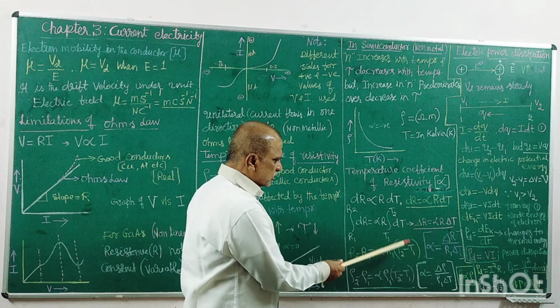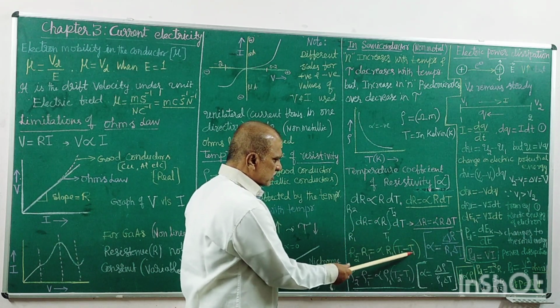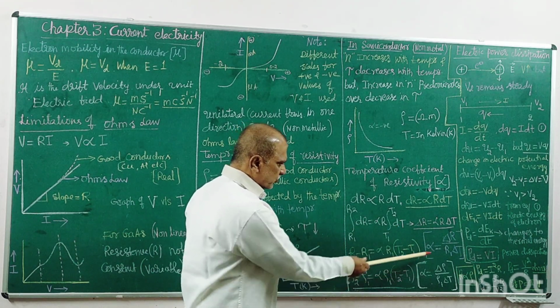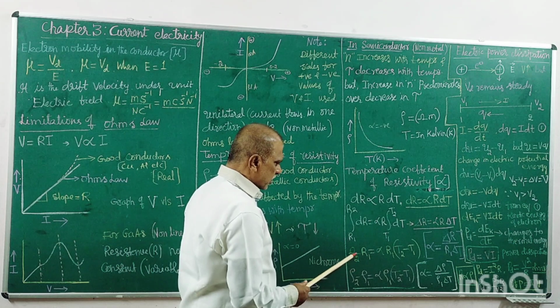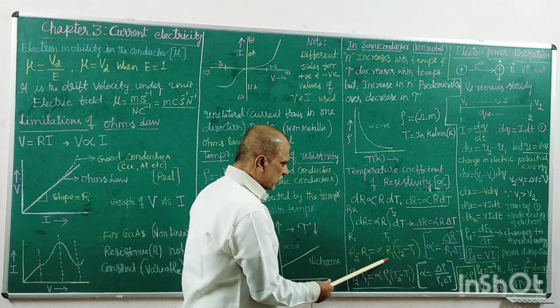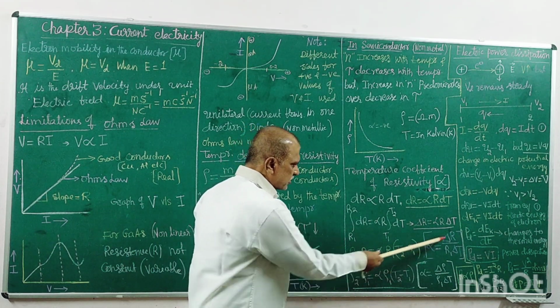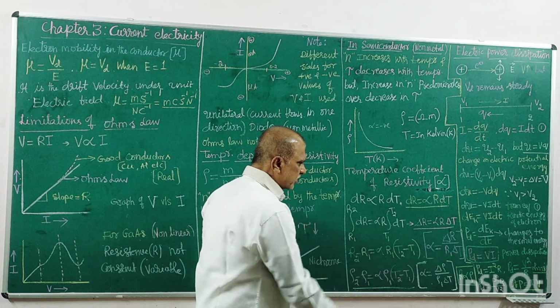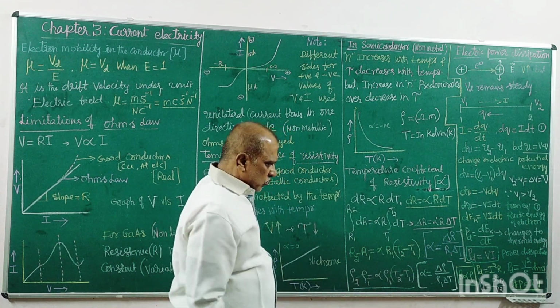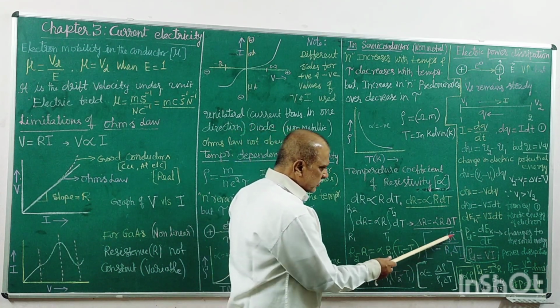And dt means T2 minus T1, the change in temperature. You can write this as delta R by R1 delta T, that is alpha. What is alpha in terms of resistance?